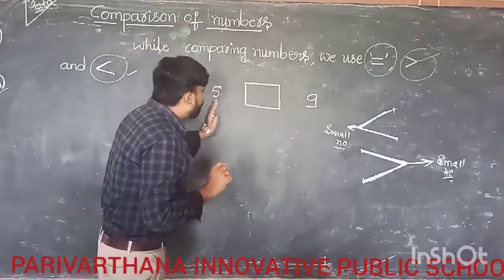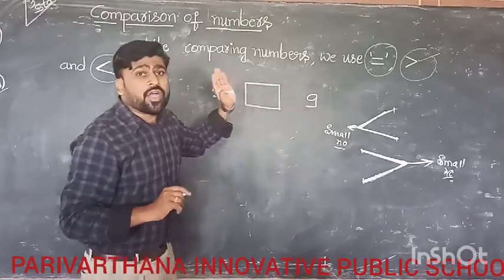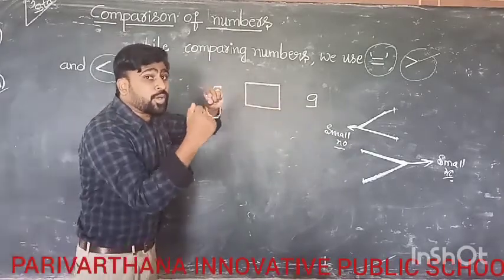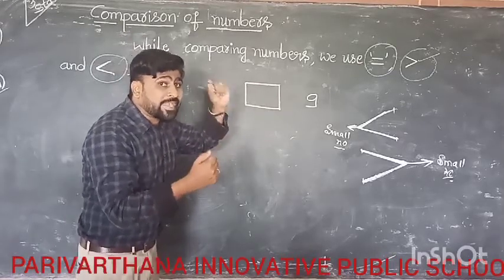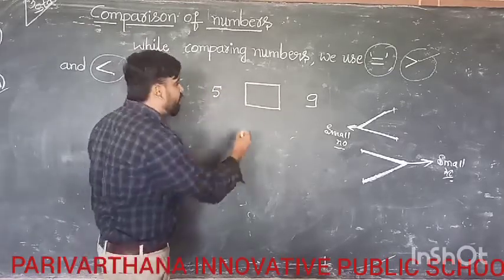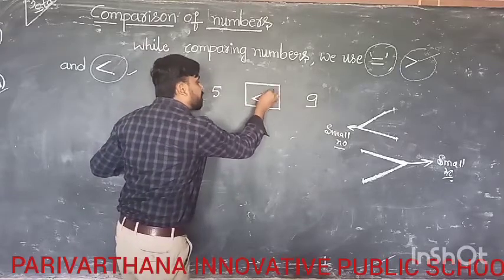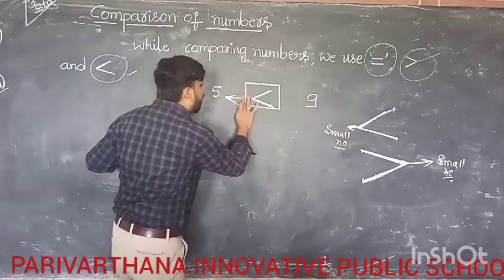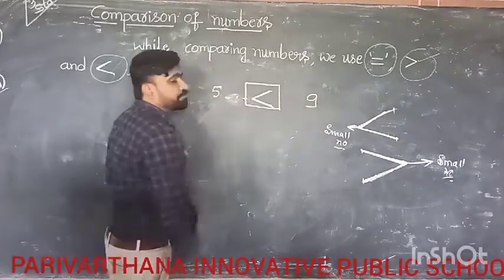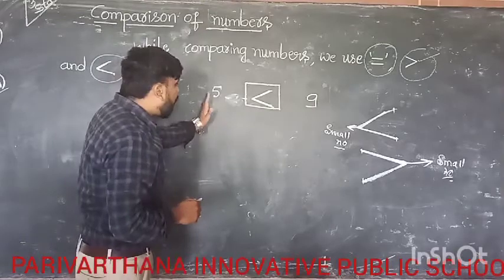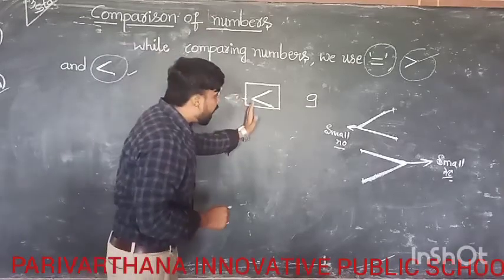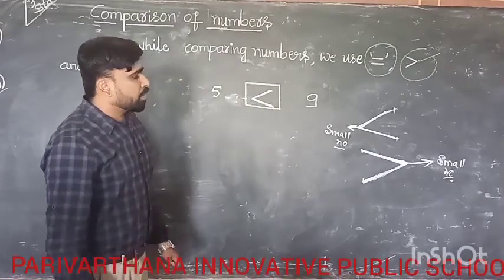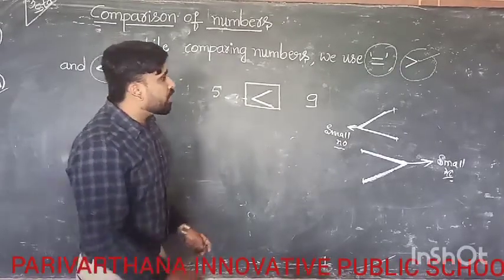Regarding 5 and 9, 5 is the small number and 9 is the big number. So the sharp edge is towards the 5 side. The answer is like this. Look, 5 is the small number, and since the sharp edge is like this, the answer is this. How to read it? 5 is less than 9. Clear? 5 less than 9.